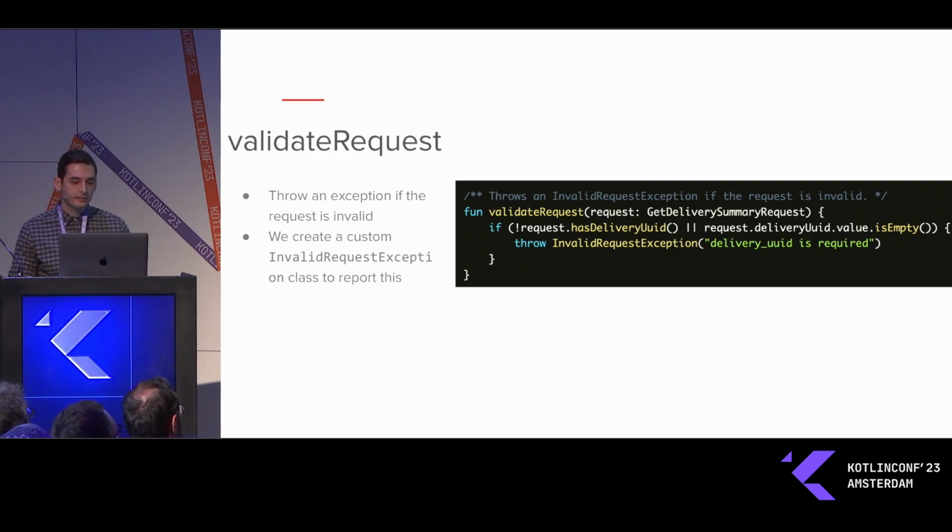Validate request is simple. It throws an exception if the request doesn't have a delivery ID. I think it's best to create a custom exception class for each error that can happen. This will make the error handling easier later, as we'll be able to map each exception to the appropriate response code.